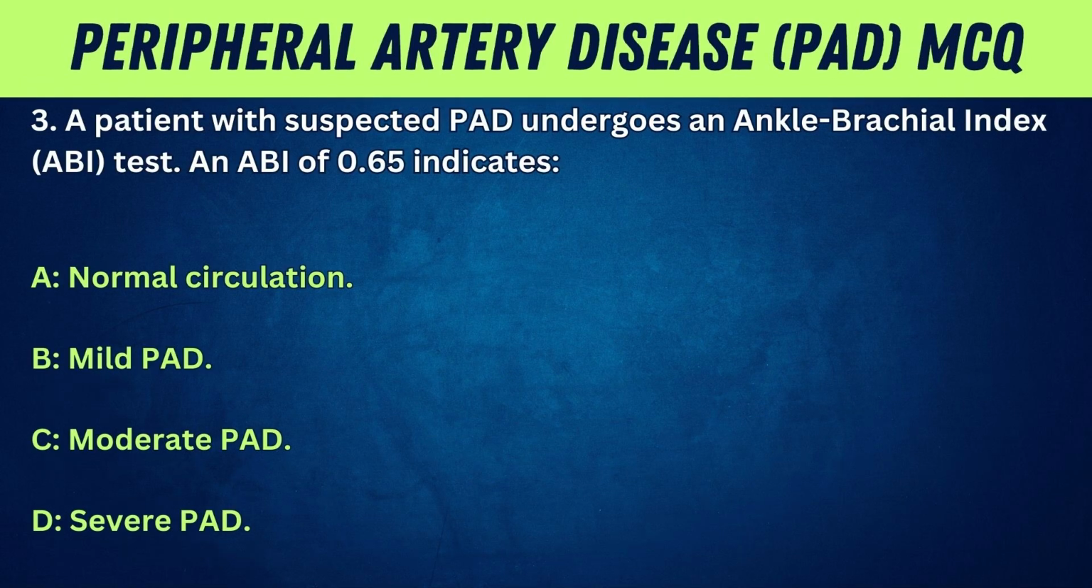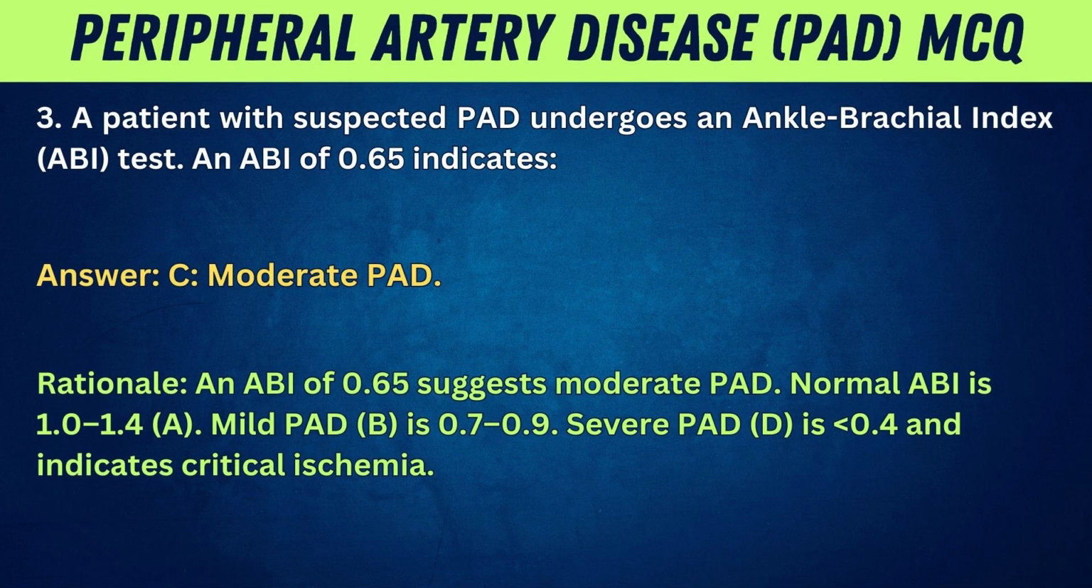3. A patient with suspected PAD undergoes an ankle brachial index, ABI, test. An ABI of 0.65 indicates: A. Normal circulation. B. Mild PAD. C. Moderate PAD. D. Severe PAD. Answer: C. Moderate PAD. Rationale: an ABI of 0.65 suggests moderate PAD.